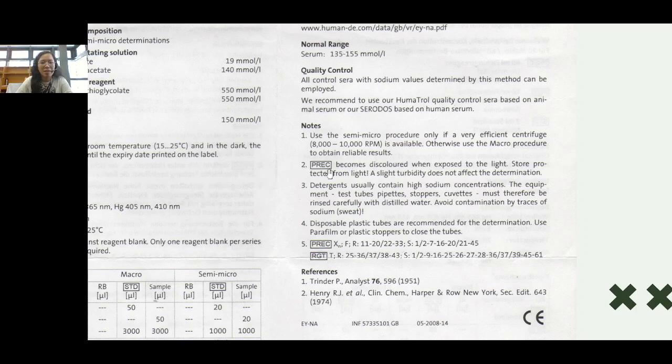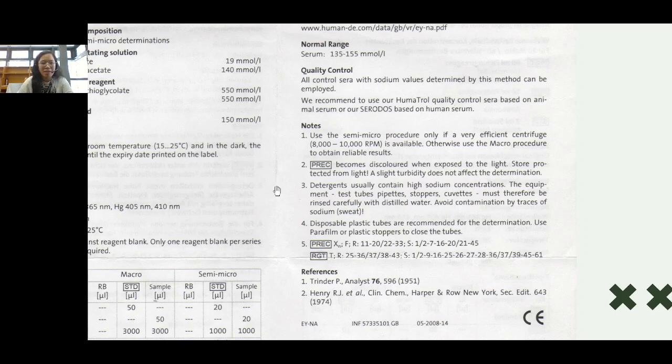Its light turbidity does not affect the determination. So, this is just one more thing, kids. You might wonder why it was emphasized to really put your reagents in a dark place. It's because of your precipitating solution, as discussed here in the notes.